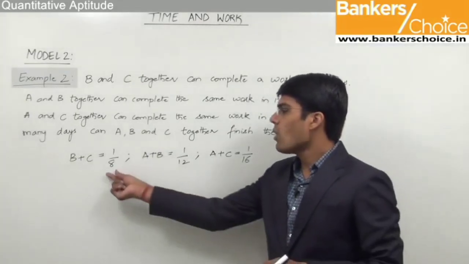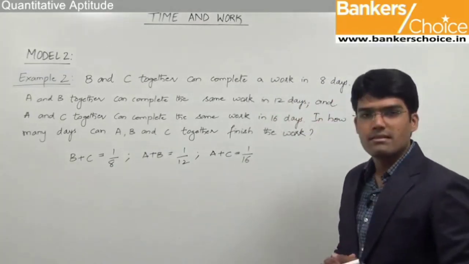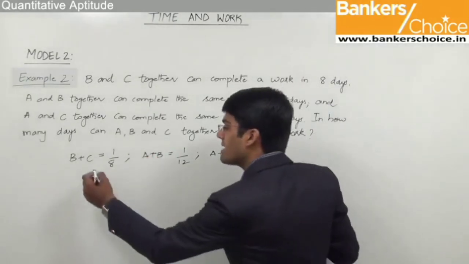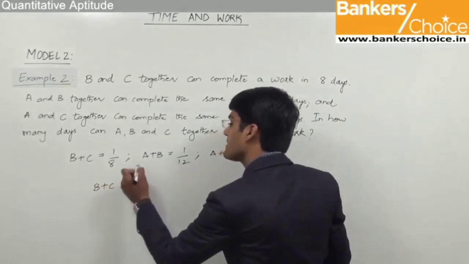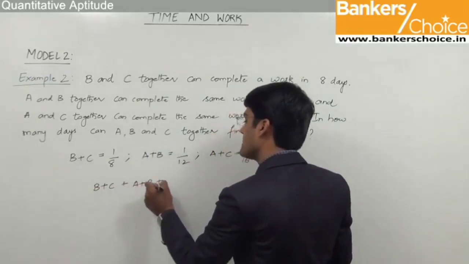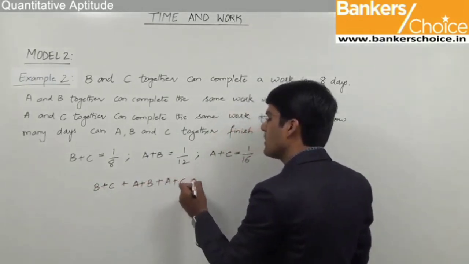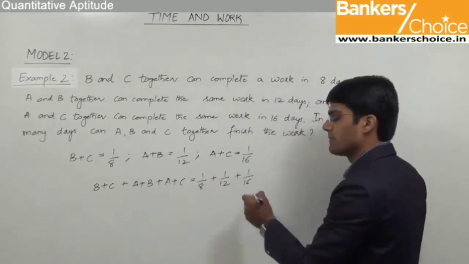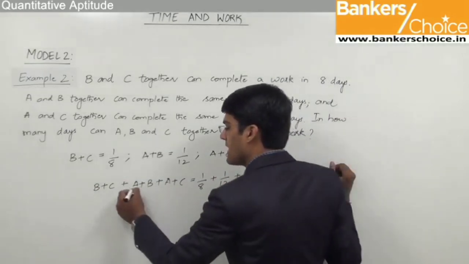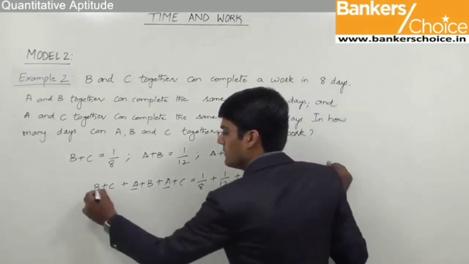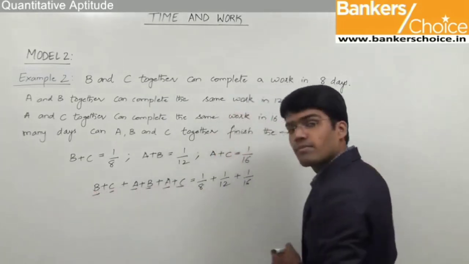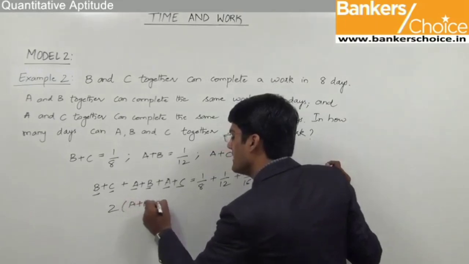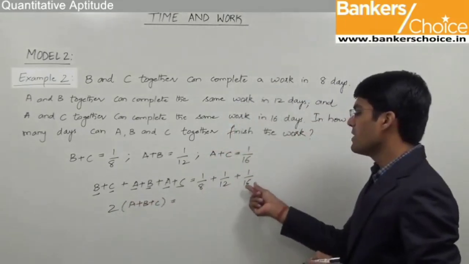Let us now add all these capacities to find the total work done by all these persons here. So we find that B plus C plus A plus B plus A plus C will be equal to 1 by 8 plus 1 by 12 plus 1 by 16. If we see here on the left hand side, we have got 2 A's, 2 B's and 2 C's. So we can say that 2 times (A plus B plus C) will be equal to 1 by 8 plus 1 by 12 plus 1 by 16.